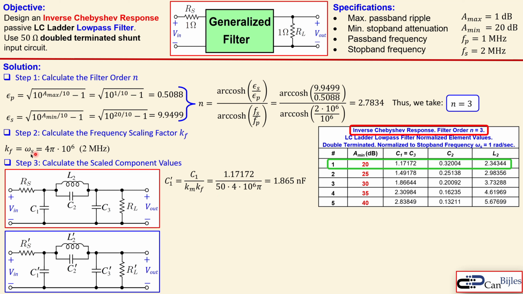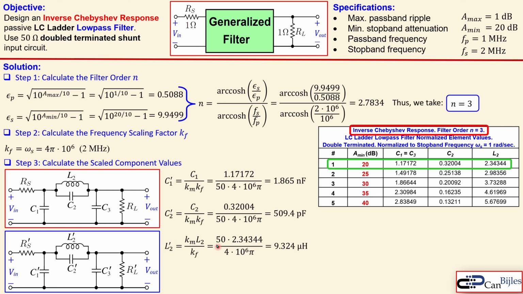The Kf is already said as the omega s, which is then 4 pi times 10 to the power 6, which is shown here. And this C1 is the normalized value, which is then 1.17172, which is from here. And we now do the calculation here, you get now 1.865 nanofarads. Now for the C2 prime, you look at this and you do a similar calculation. Again, omega, Km and Kf, and C2 is a different value, so you just do the calculation. You get now 509.4 picofarads or 0.5094 nanofarads.